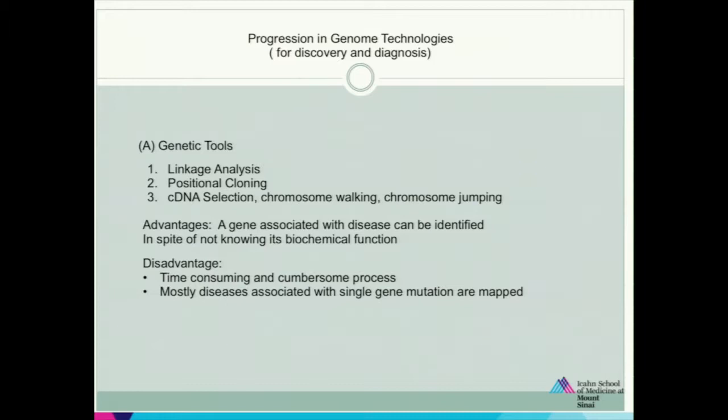So I'll just give an introduction to how these techniques work, because the advantage of linkage analysis, the classical genetic tools, is that the gene associated with the disease can be identified in spite of not knowing its biological function. You don't know what this gene is doing. We have cystic fibrosis, muscles are weak, but we don't know the physiology of the disease, you don't know, but still you can identify the gene associated with this disease. This is a classical one. It takes a long time, it's more expensive, but it is a classical way of identifying the genes associated with these diseases. And then you come to the cytogenetic tools.